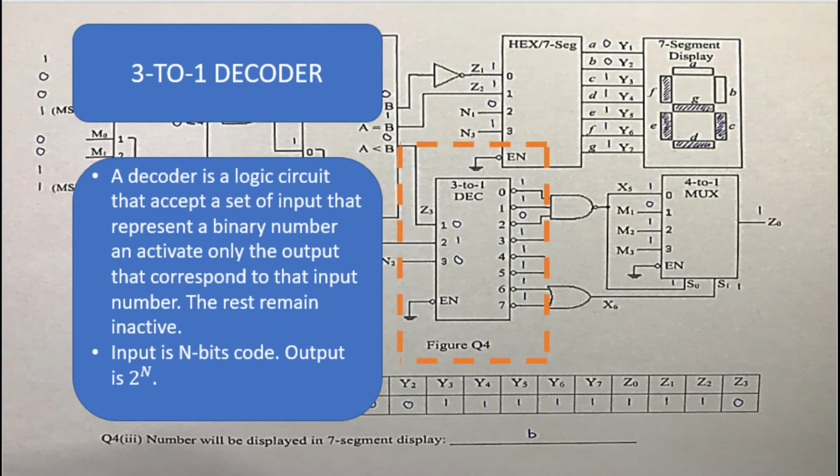According to the question, the input for the decoder is 0, 1, 0. When we change the input to a decimal number, we get 2. So the output for 2 is 1 and the others are 0. But when we look at the question, there are bubbles from terminal 0 until 7, which means the output will be inverted. And the final output for 2 is 0 and the others are 1.